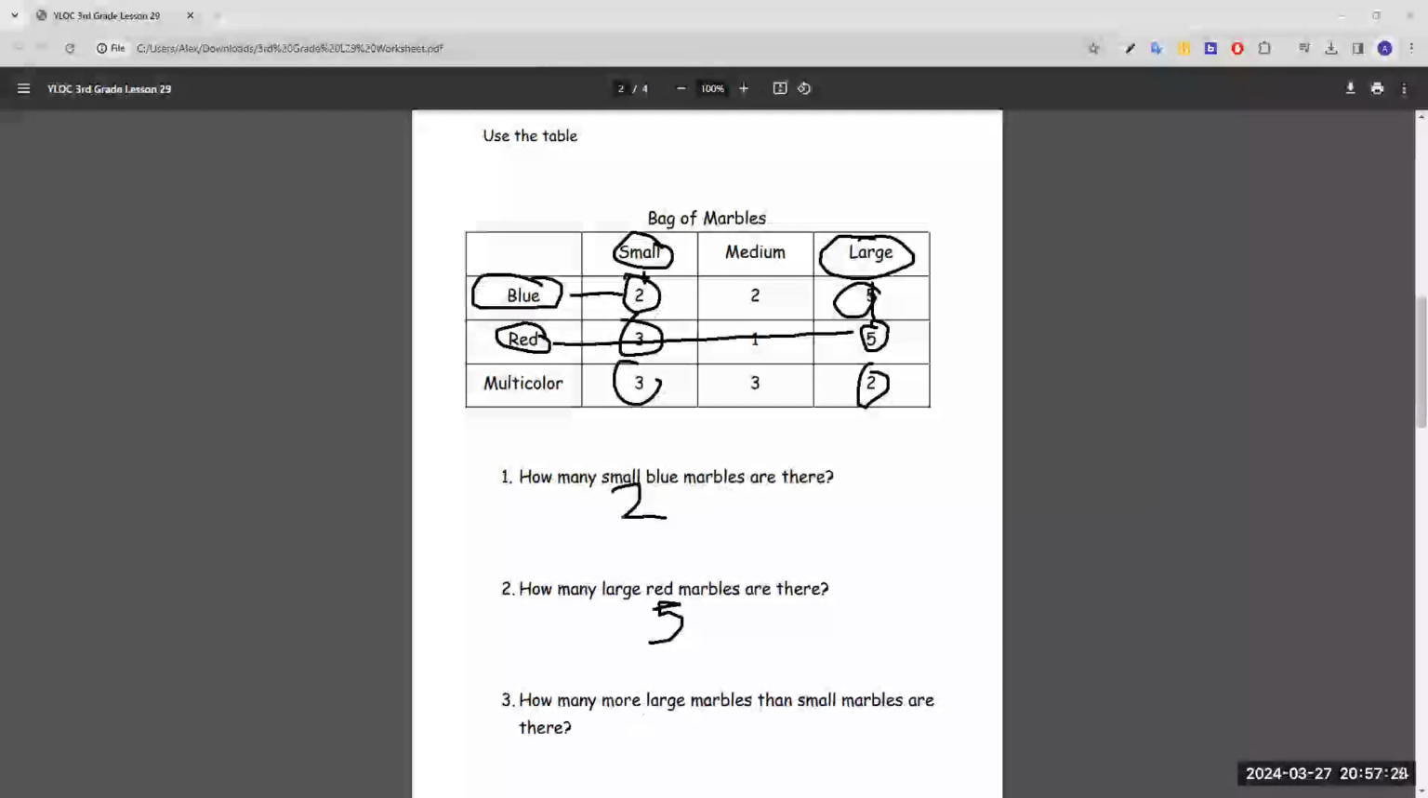So there's 12 large marbles, and 8 small marbles. And to find how many more large marbles there are, we would subtract 8 from 12, which would get us 4. So there's 4 more large marbles than small marbles.